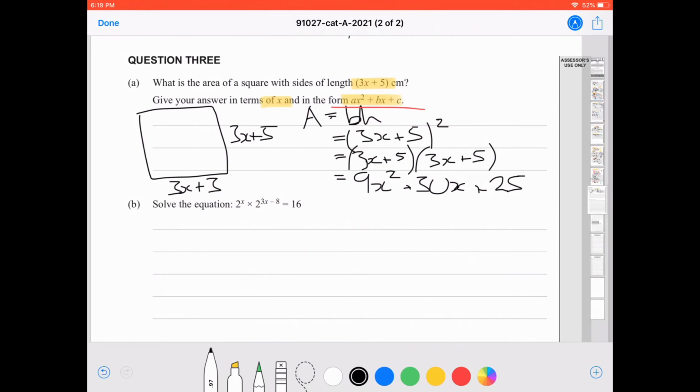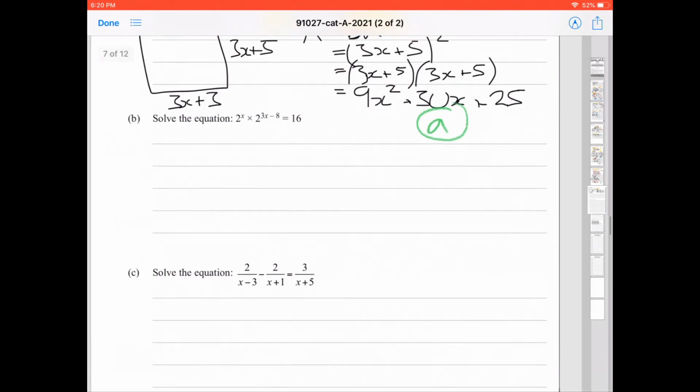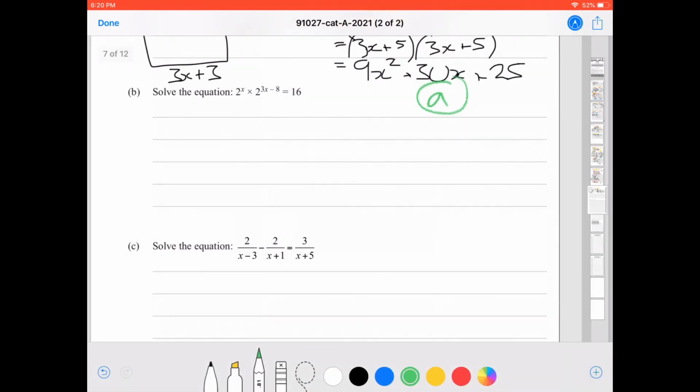Expanding and simplifying the quadratic gets you the achieved here. Okay, moving on to question 3b. Solve the equation 2 to the power of x times 2 to the power of 3x minus 8 equals 16. Right, so 2 to the power of x times 2 to the power of 3x minus 8, that equals 16.